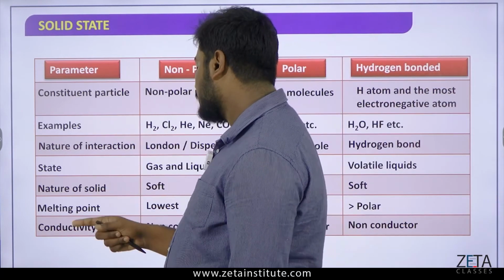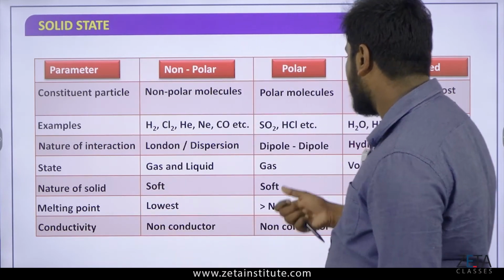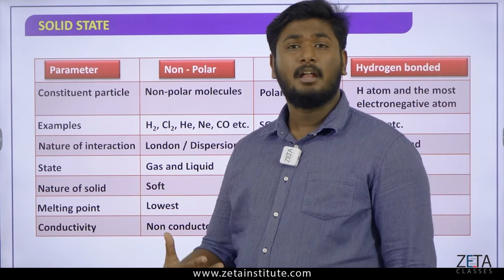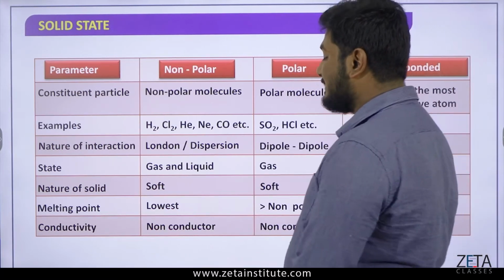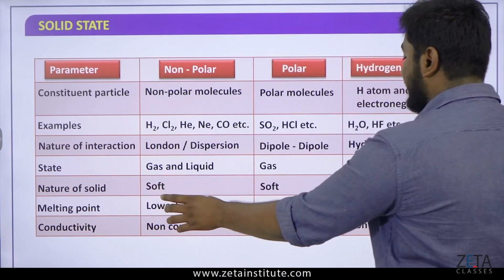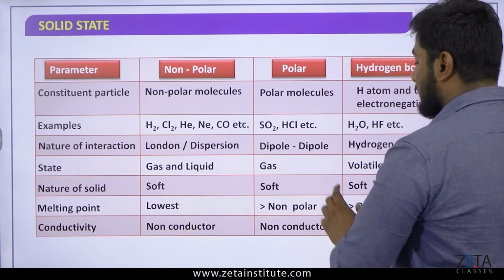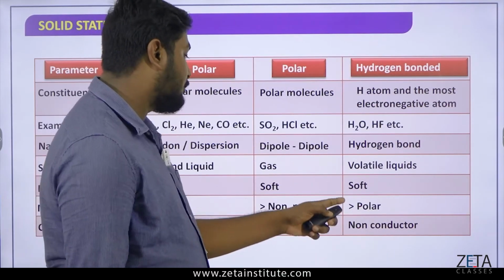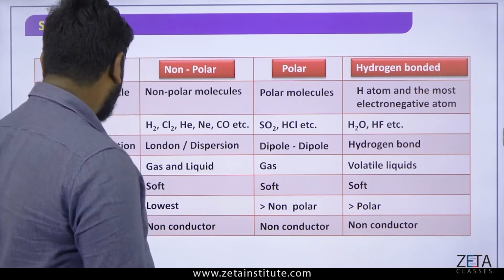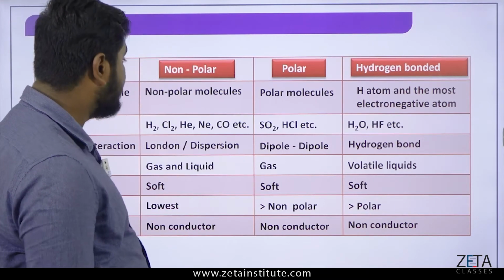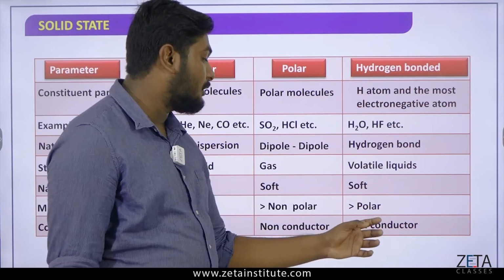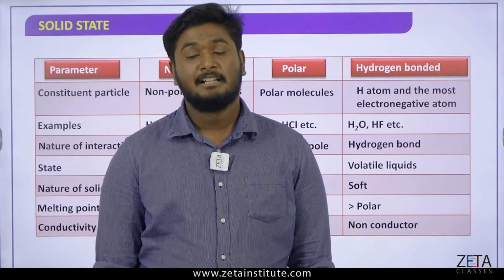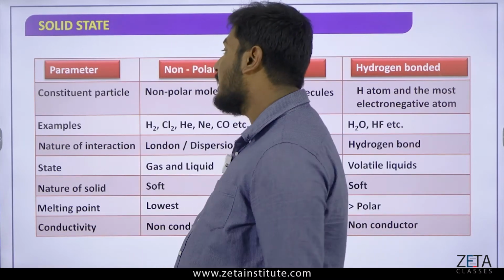And in case of nature of solid, we can say non-polar is very soft and polar is soft, and hydrogen bonded are also soft. So we can conclude, say, molecular solids are very soft in nature. And their melting point, in case of non-polar solid, we can say lowest melting point. In case of polar, they are also showing greater than that of non-polar, right? And here, in case of hydrogen bond also, that is greater than that of polar. Clear? And conductivity range, non-polar solids are non-conductors, and polar also non-conductors, hydrogen bond also non-conductors. They all are non-conductors of electricity. Clear? So that's all about our first type, that is molecular solid.